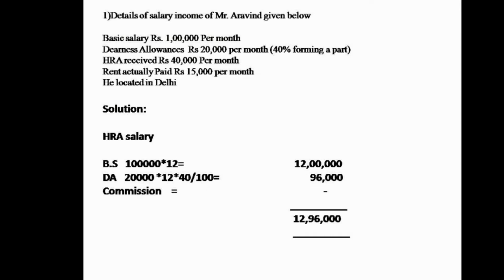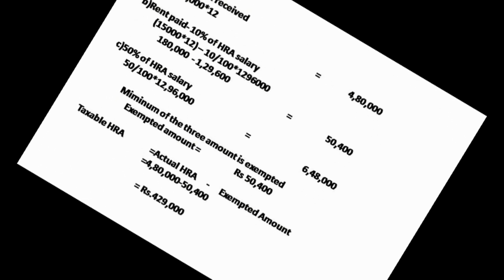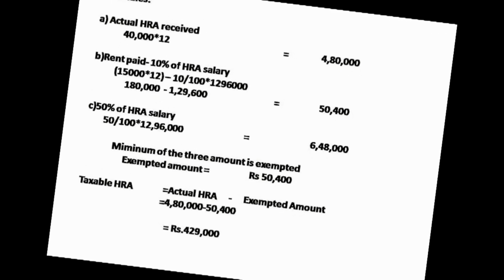Next one, commission, but in this problem commission is not given. So the total amount is the HRA salary, that is 12,96,000. Now we can go and apply the HRA rules. So HRA rules, 3 rules are there.